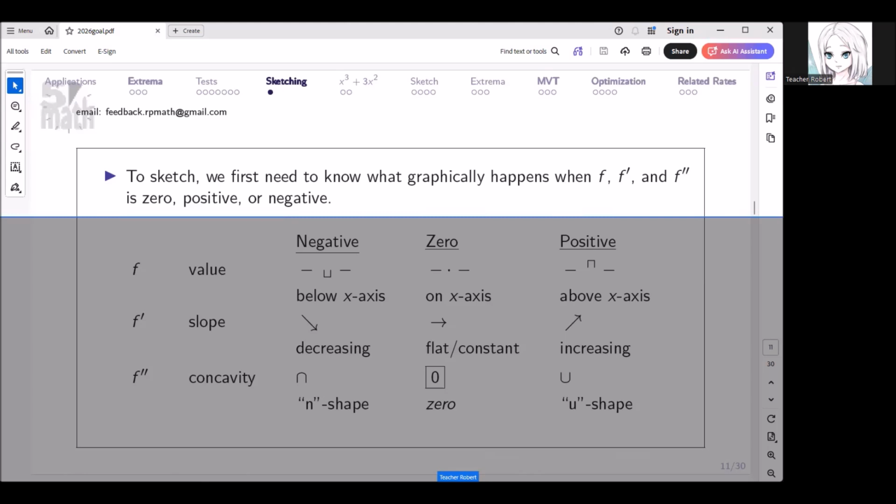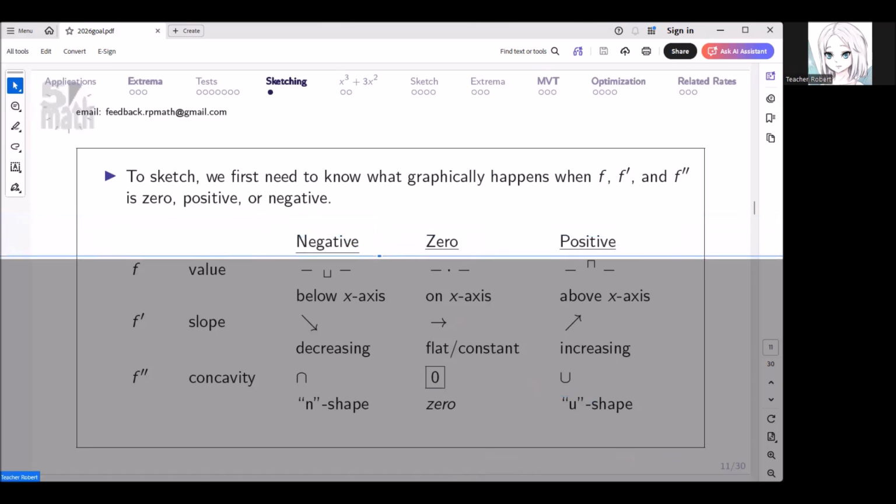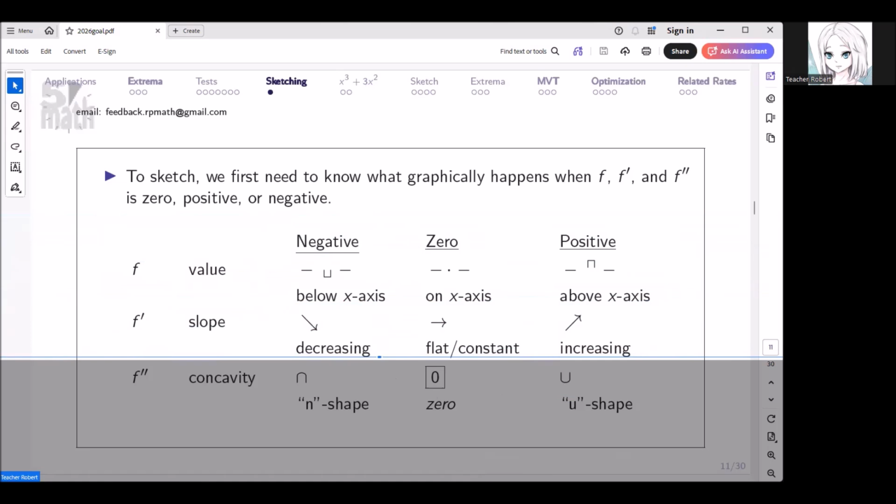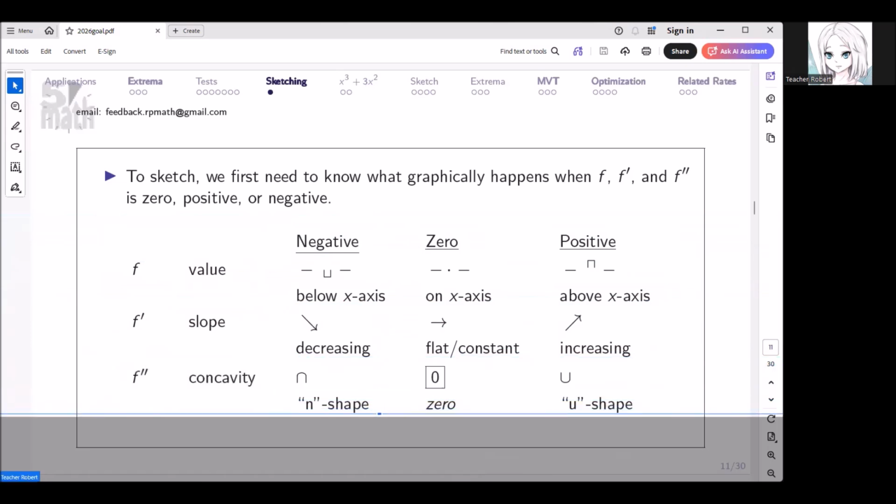To sketch, we first need to know what graphically happens when f, f prime, and f double prime are 0, positive, or negative. Negative, 0, positive. F value: below x-axis, on x-axis, above x-axis. F prime slope: decreasing, flat or constant, increasing. F double prime concavity: N shape, 0, a U shape.